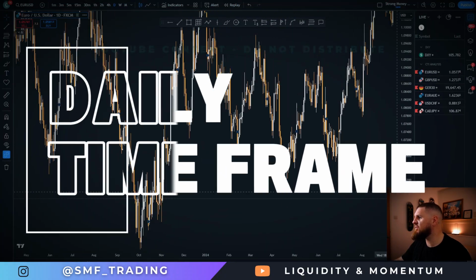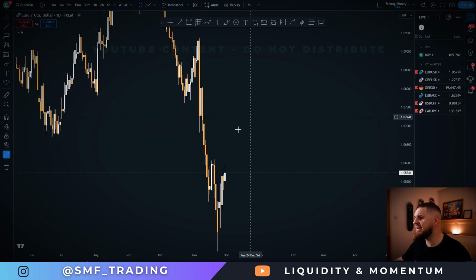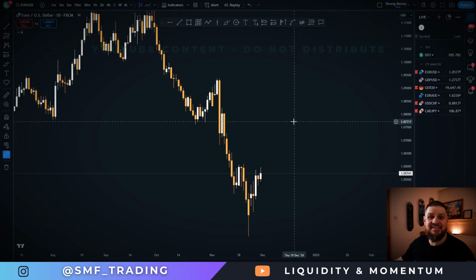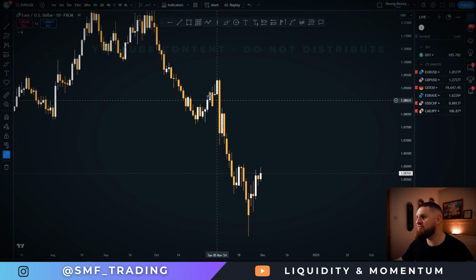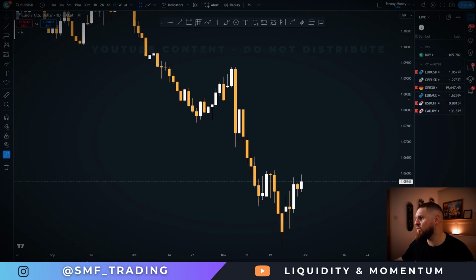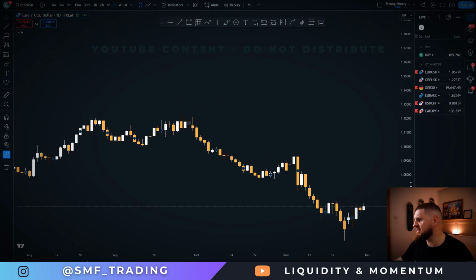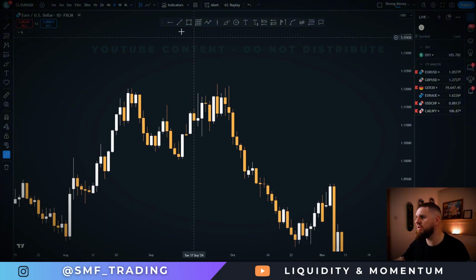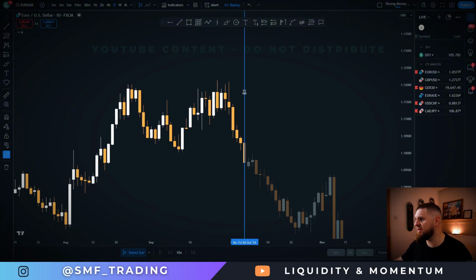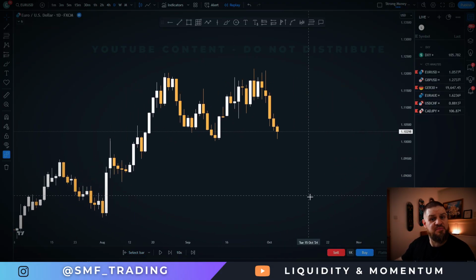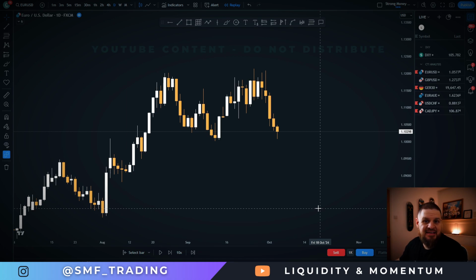The first thing we're going to have a look at is the daily time frame. The daily time frame gives us a clear understanding of where the market is going to head. 60 to 65% of the time, the previous day's candle will determine what the next day's candle is. That's why you get big runs in price like this, where you have bearish candle, bearish candle, bearish candle, bearish candle. So all I want you to do is to have a look at the price and just see what the previous day was doing.